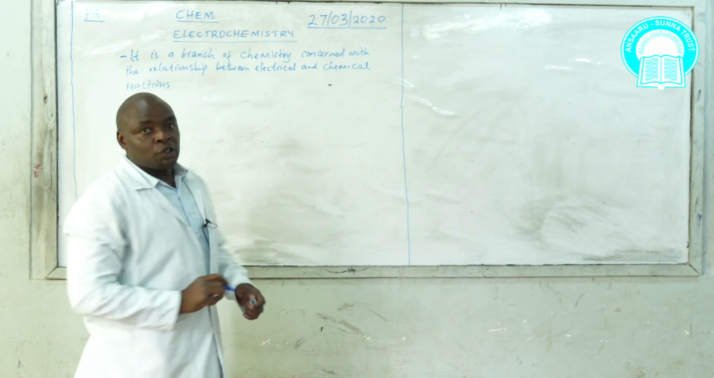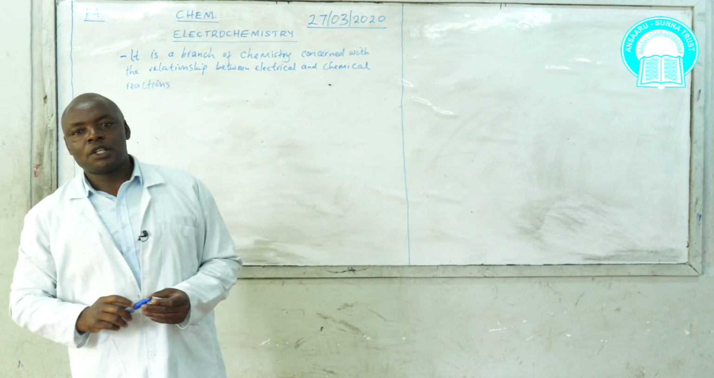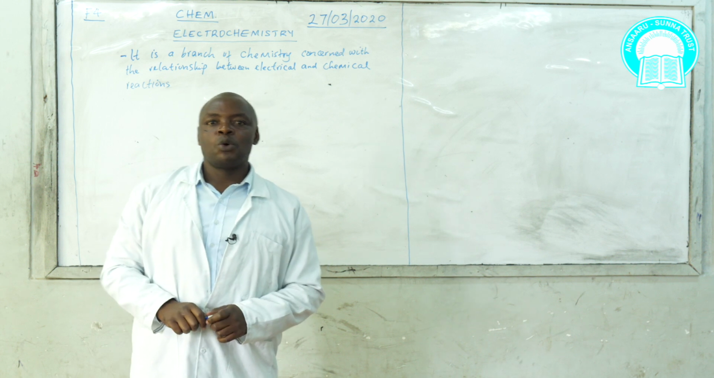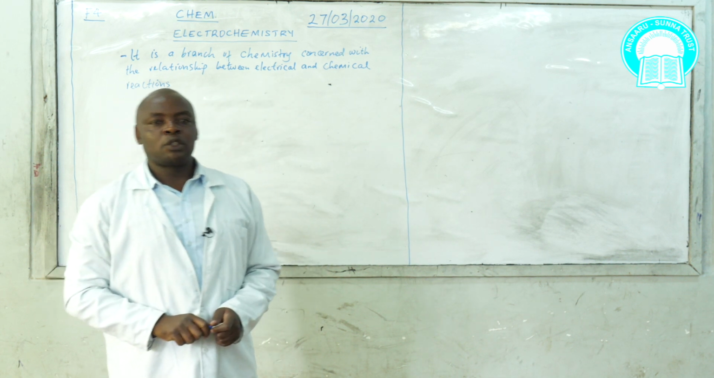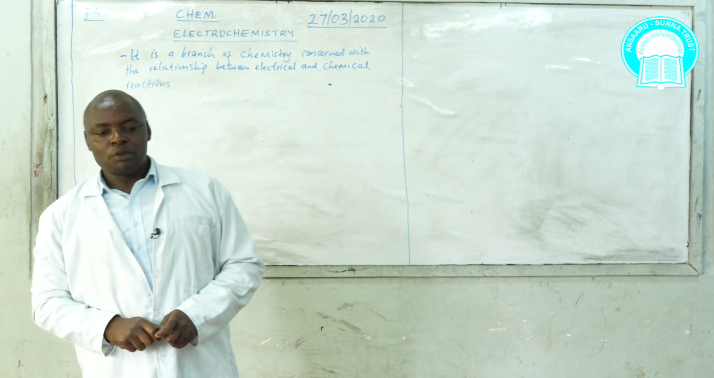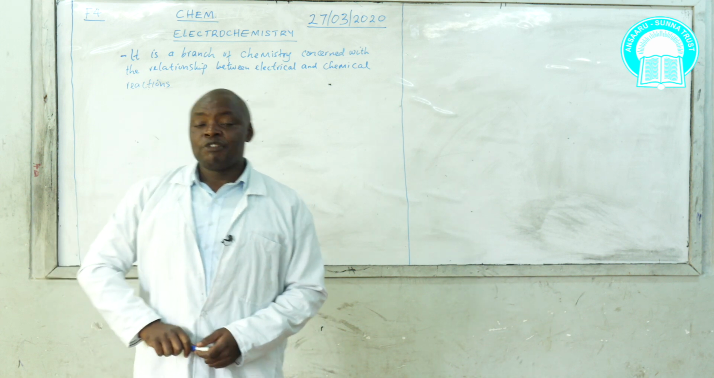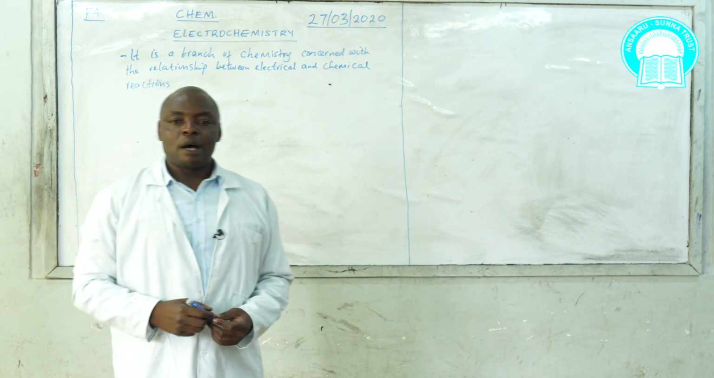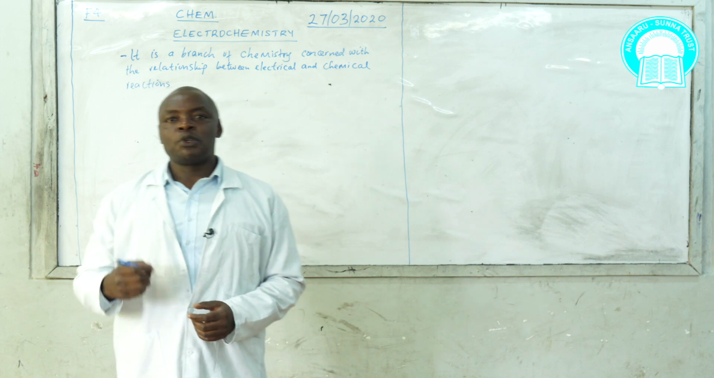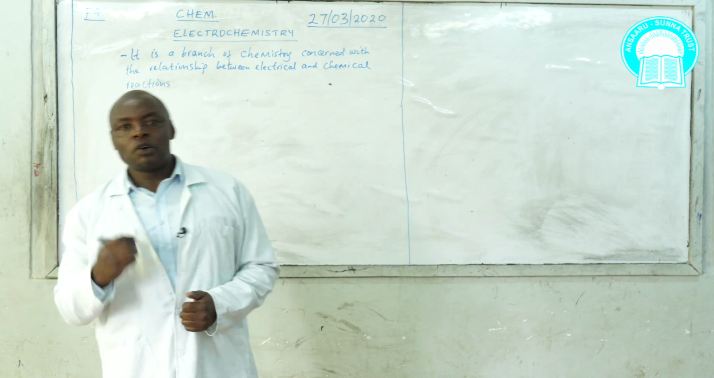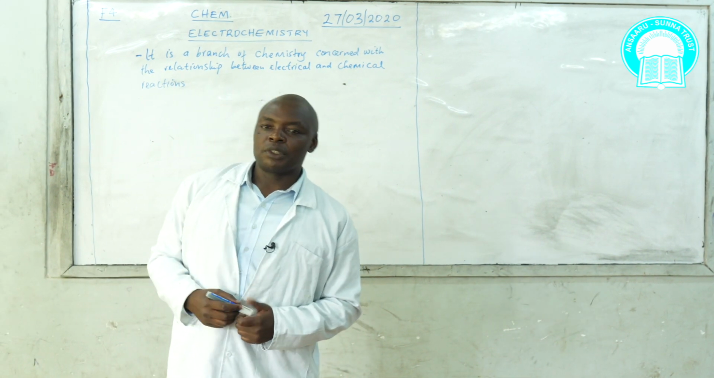This relationship between electrical energy and chemical reactions is discussed in two parts. There are two parts that are concerned with this electrochemistry. The first one is whereby some chemical reactions are used to produce electrical energy.